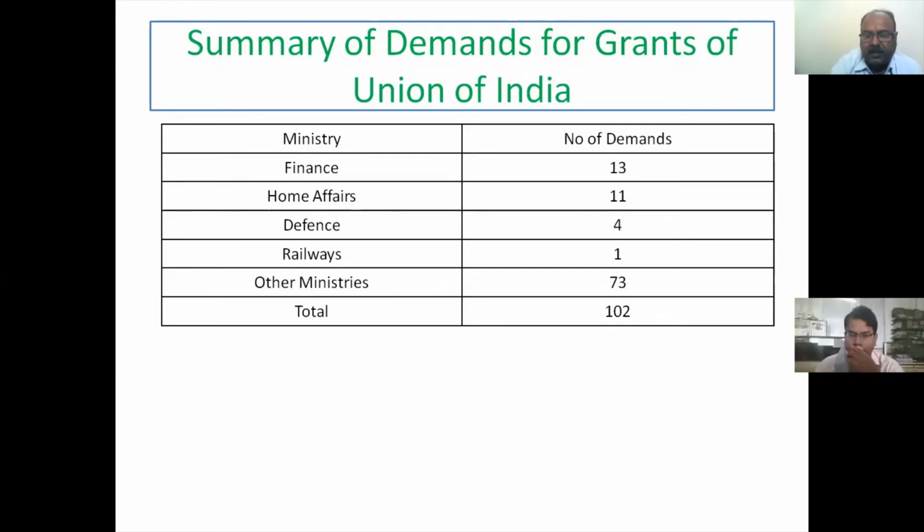The Ministry of Finance has different departments under it, with 13 demands, and Home Affairs has 11 demands. Defense has 4 demands. This is just for information.